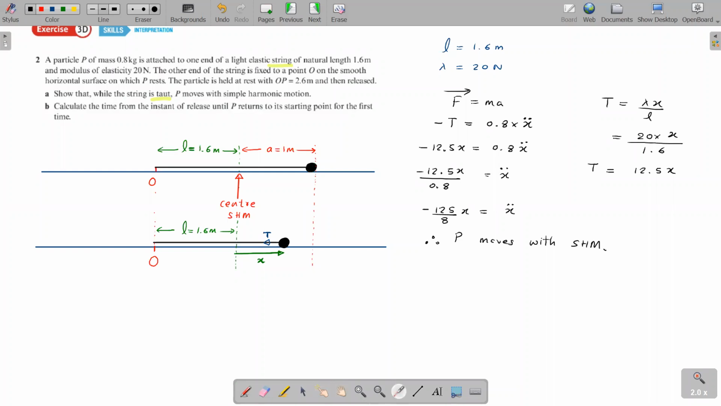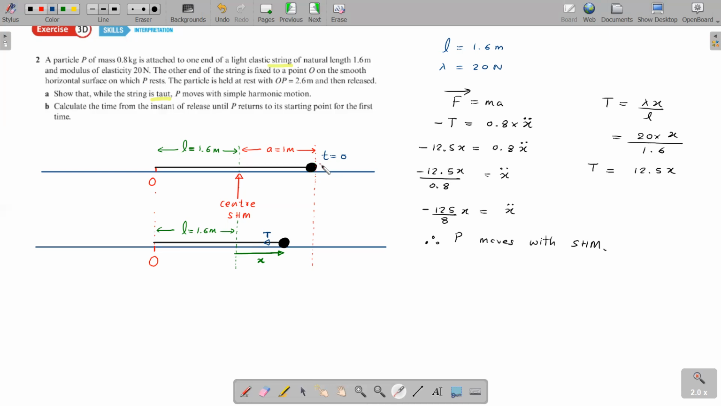Okay, so we'll move on to part B now. Calculate the time from the instant of release until P returns to its starting point for the first time. So you can see this is the point where we release P. We release P at the amplitude, right? Whatever distance you pull from the natural length, I told you that becomes the amplitude, the initial amount you pull at the beginning. So then you release it from here. This is time 0. And then they are asking you to calculate the time from the instant that you release this particle until it comes back to its starting point.